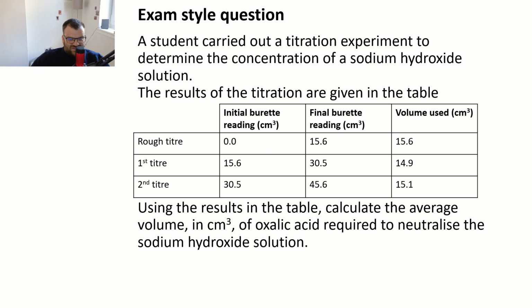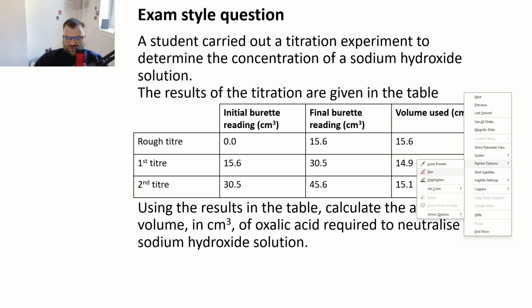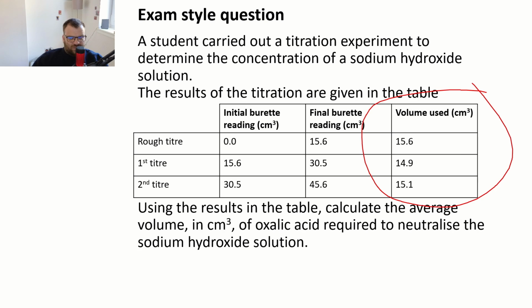Here's an exam style question. They have told us that they're carrying out a titration experiment to determine the concentration of sodium hydroxide solution. We have our results. Now in this one, the table is shuffled round. This time, the column we care about is the right-hand column. We care about the volumes used. We're going to compare them to each other. We're going to see, do we need to average 2 of them, 3 of them?